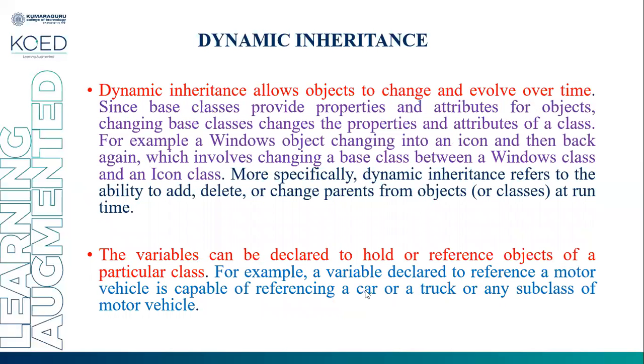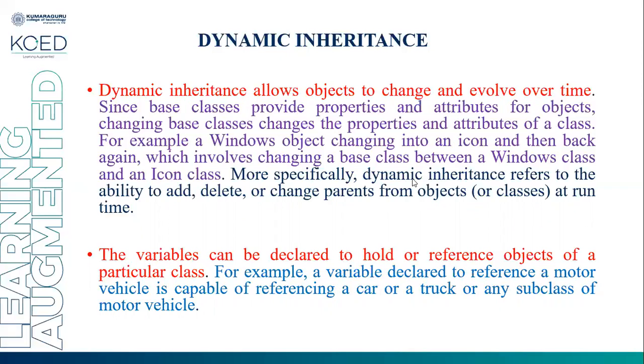So the next one is dynamic inheritance. Dynamic inheritance allows the object to change and evolve over time. Since the base class provides the properties and attributes for the objects, changing the base class changes the properties and attributes of a class. For example, dynamically changing the parent class is known as dynamic inheritance. If you take an example, a window object changes into an icon and then back again to the window object, which involves changing a base class between the window class and icon class.